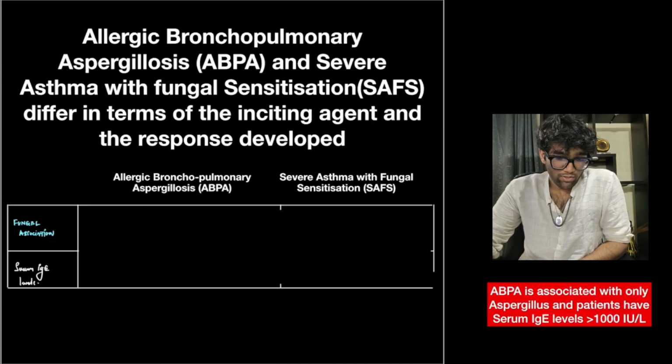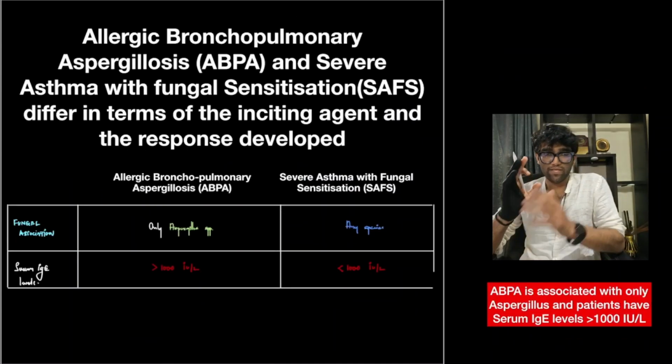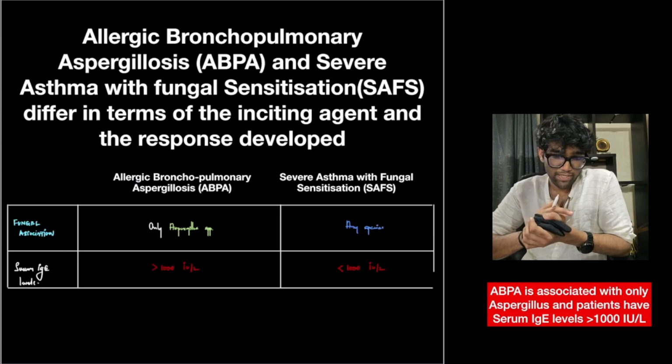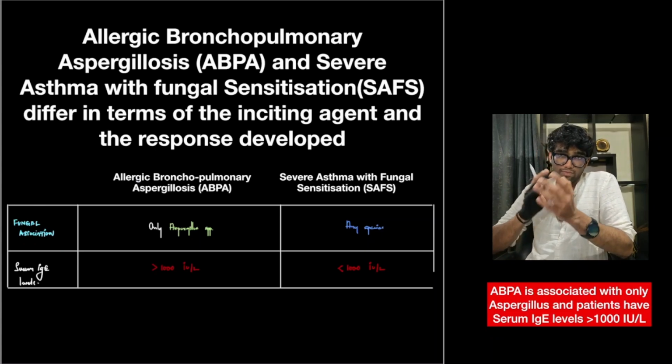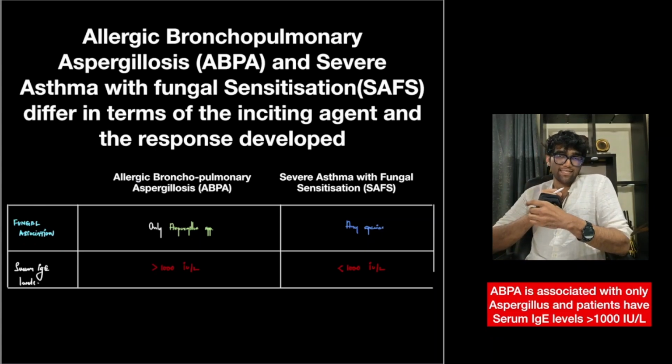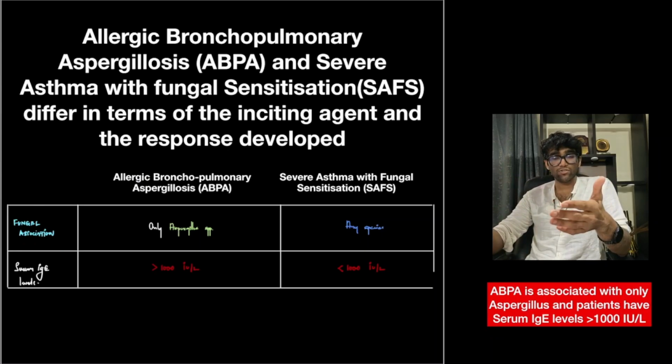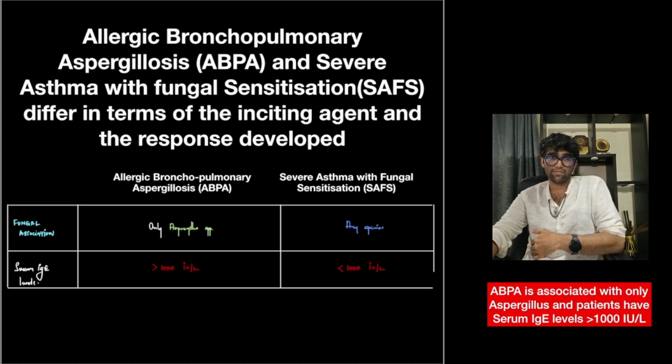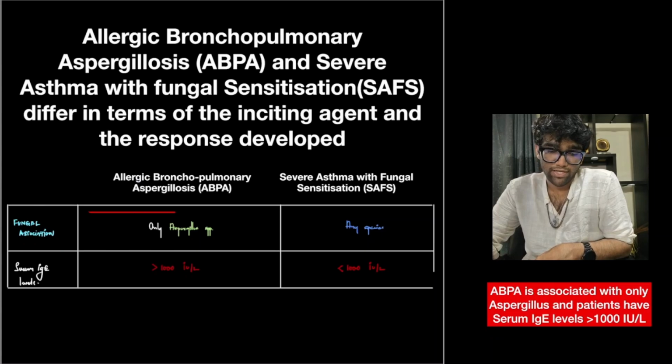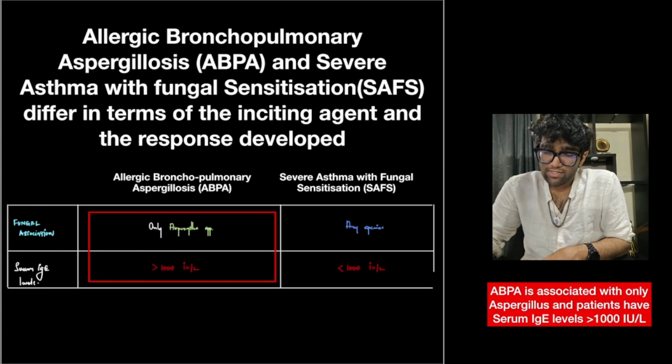Okay, moving on. So obviously, since ABPA is specifically against aspergillus, it is only against aspergillus. Second thing is the immune response is usually more florid. So the IgE levels definitionally are more than 1000 international units per liter. And in severe asthma with fungal sensitization, the sensitization could be against any fungal species, even non-pathogenic species, and the serum IgE levels are usually less than 1000 international units per liter. So this is the definitional criteria for ABPA at present.